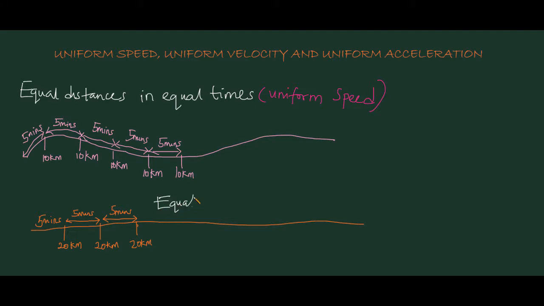So we can see that we have equal displacements in equal times. And this is the same thing as saying that the rate of change of distance moved in a specified direction is constant. When we look at the change between this point and this point, it is still going to give us 20 kilometers, covered in equal times. So that is uniform velocity.